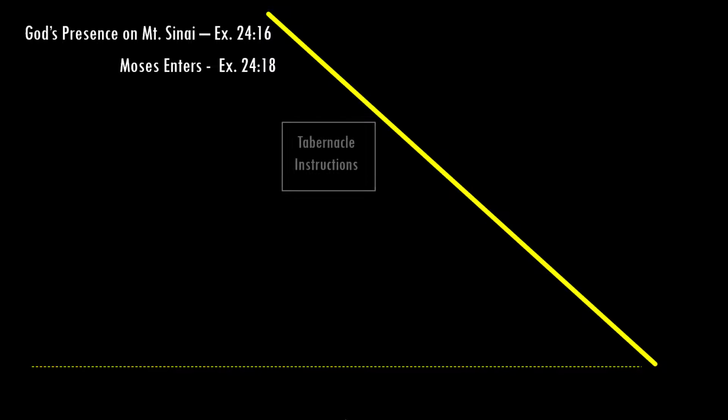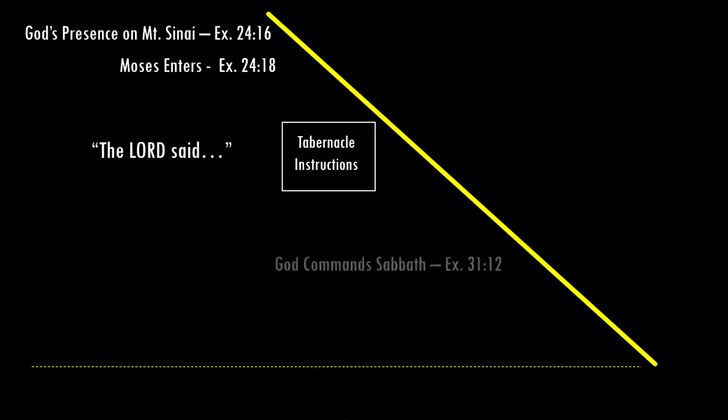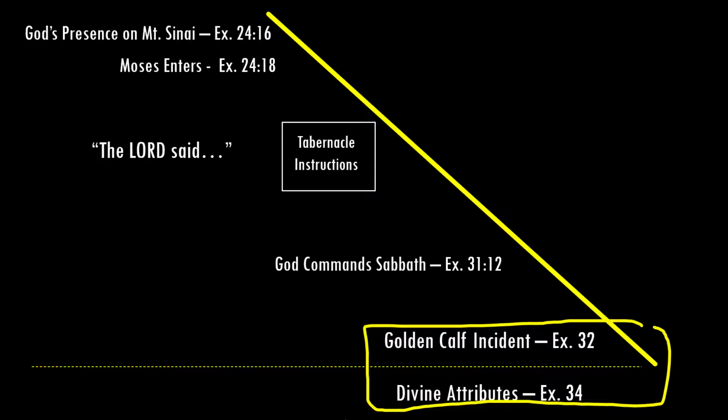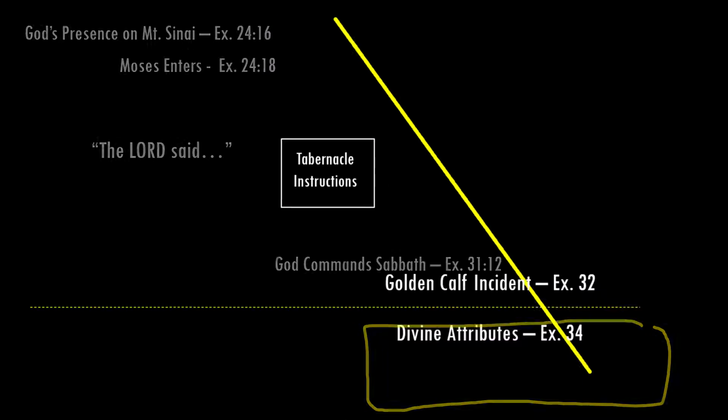And then it's going to be followed by tabernacle instructions, as the Lord says, do this. Then you get the command for the Sabbath. And then finally, the turning point is the golden calf, followed by the divine attributes and forgiveness from God. Then, when we keep going on, it flips.